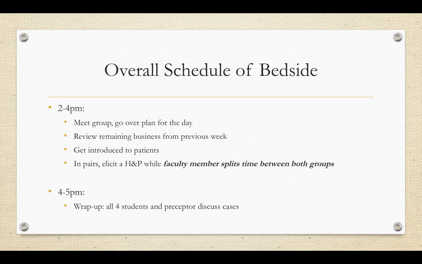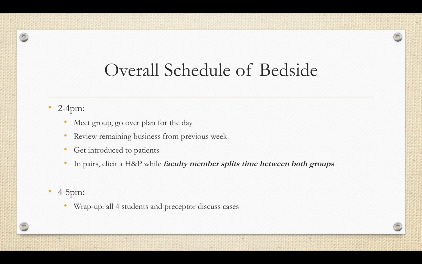So let's say there are 4 students in your group, A, B, C, and D. You'll take students A and B to a patient, get them going, and you'll take C and D after that to the second patient, and they will start to do their history and physical. And you'll split your time in between them. That is if you're by yourself with no co-faculty member.